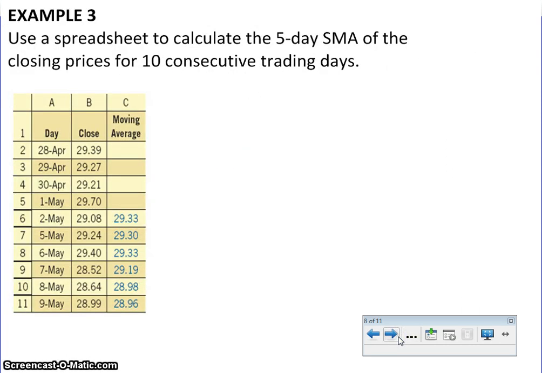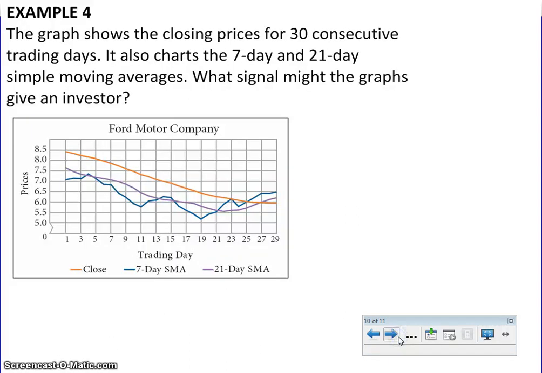All right, example number 3, again, is a spreadsheet example, which we're not going to do, but I would like you to review it in the textbook so you are familiar with it. So we're going to move on to the last example, example 4, and it says, the graph shows closing prices for 30 consecutive trading days. It also charts the 7 and 21-day simple moving averages. What signal might the graphs give an investor?